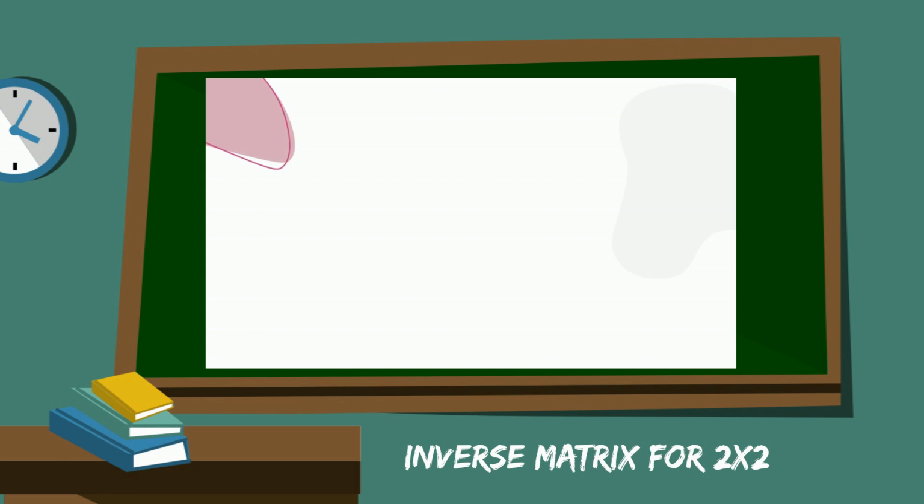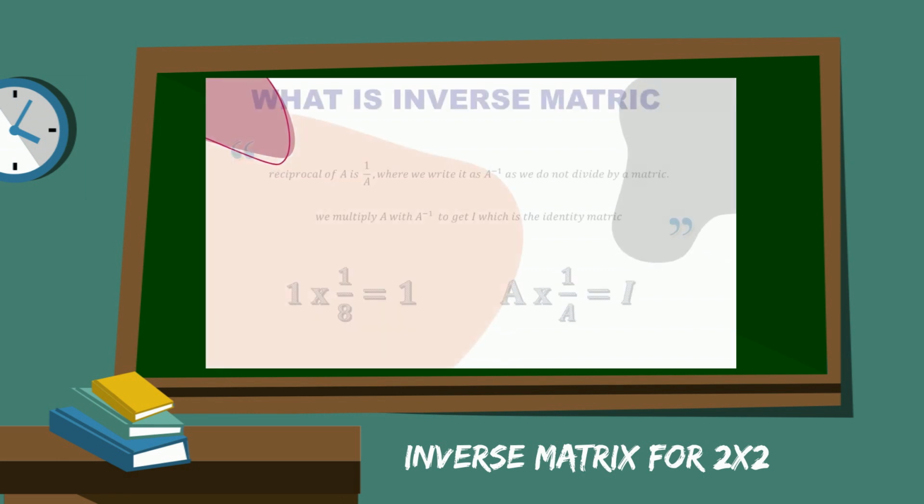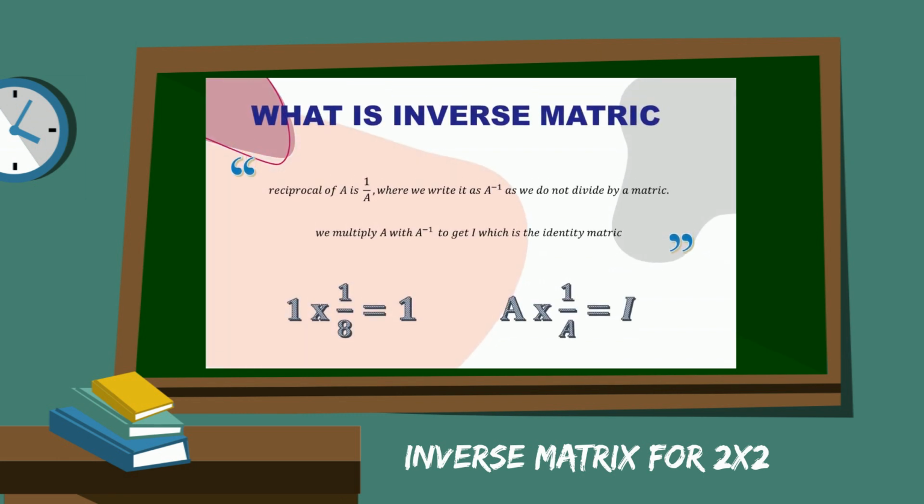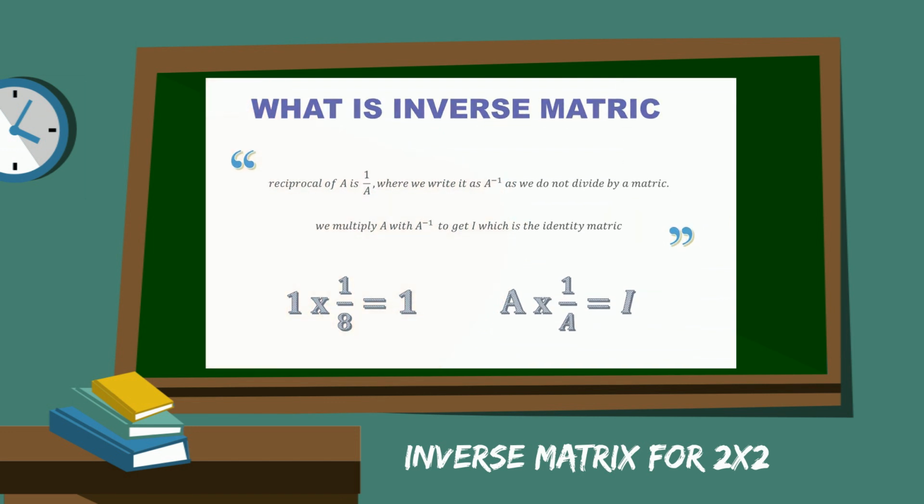So what is inverse matrix? Let's say A is a matrix and the reciprocal of A is 1 over A, but we write it as A minus 1. And we can multiply A with the inverse matrix of A to get I, which is the identity matrix. Let's look at the example. When 1 times 1 over 8, we will get the answer 1. And when the matrix A times the inverse matrix of A, we will get the identity matrix.